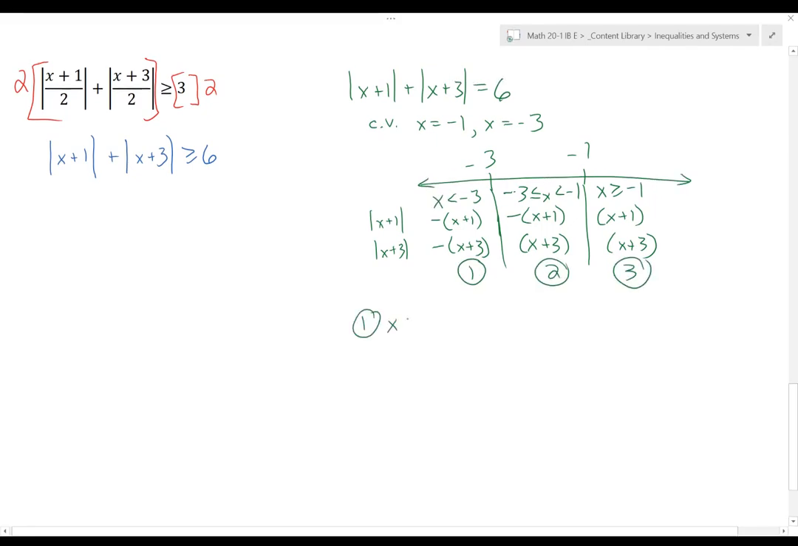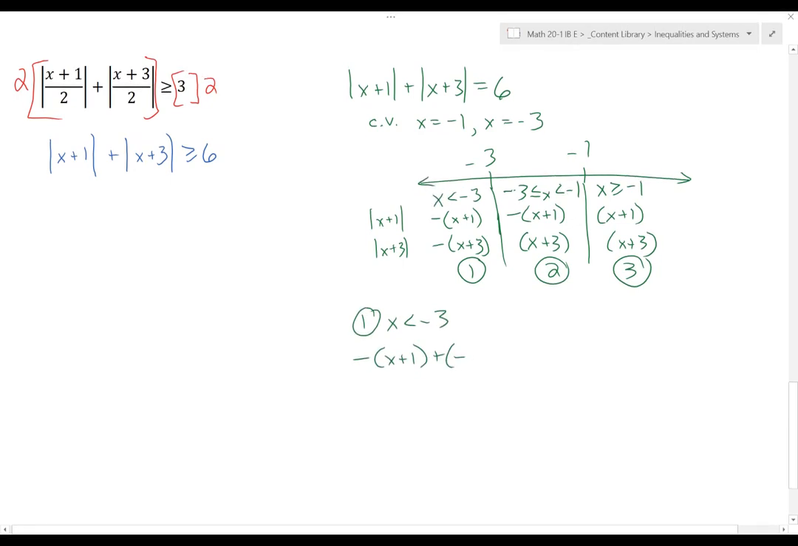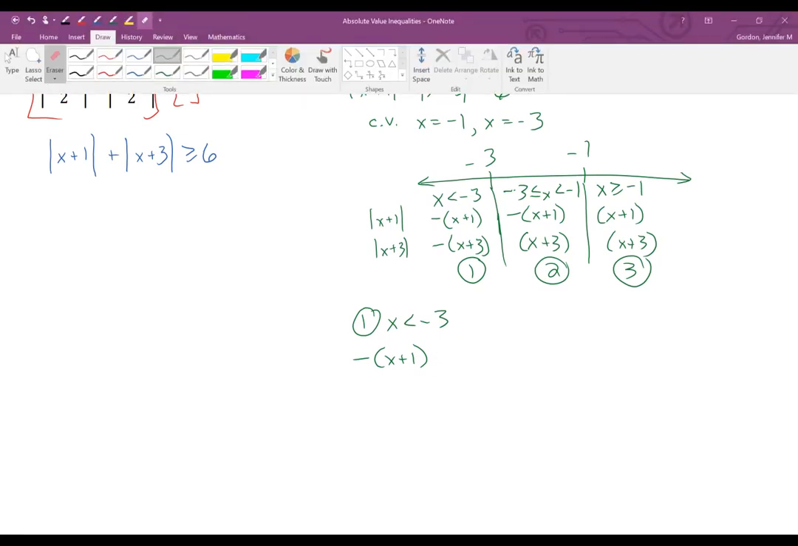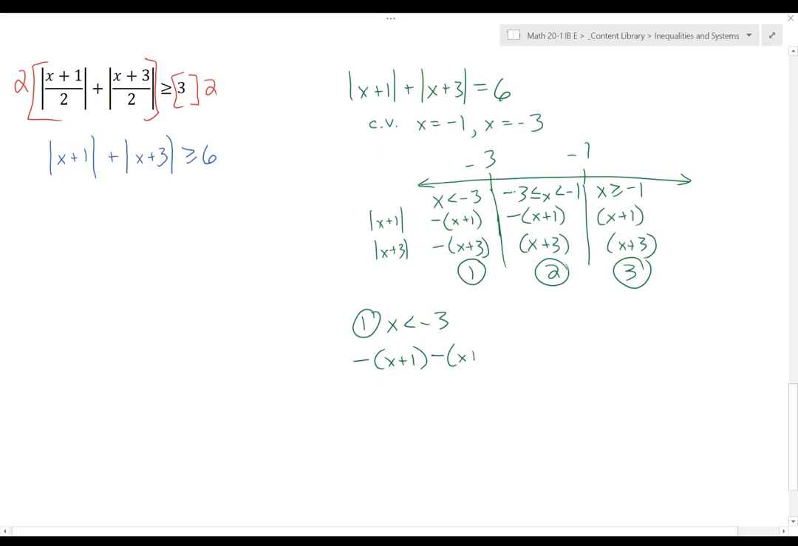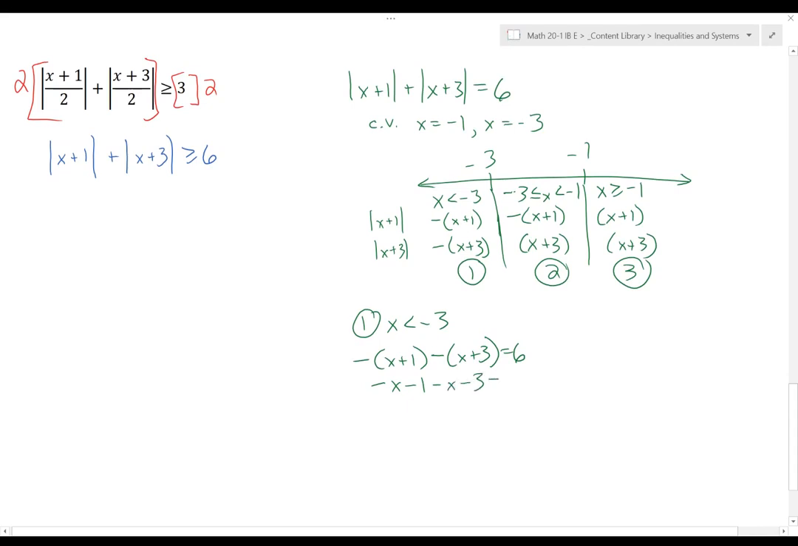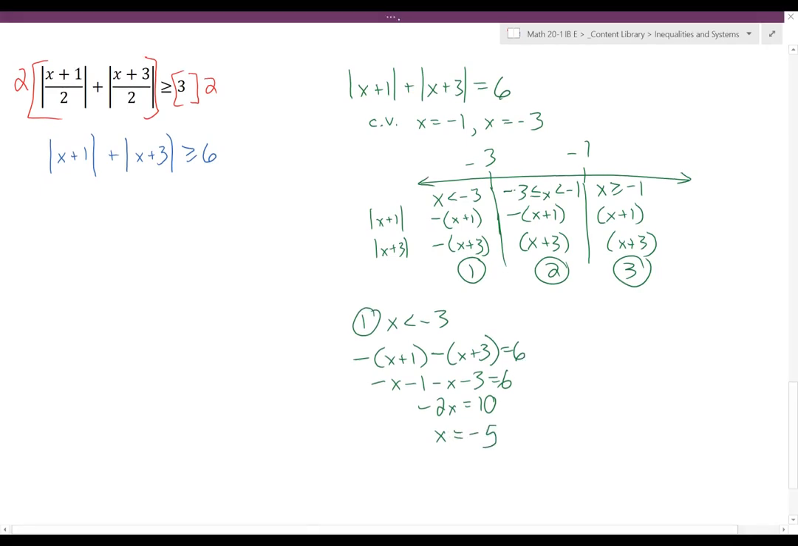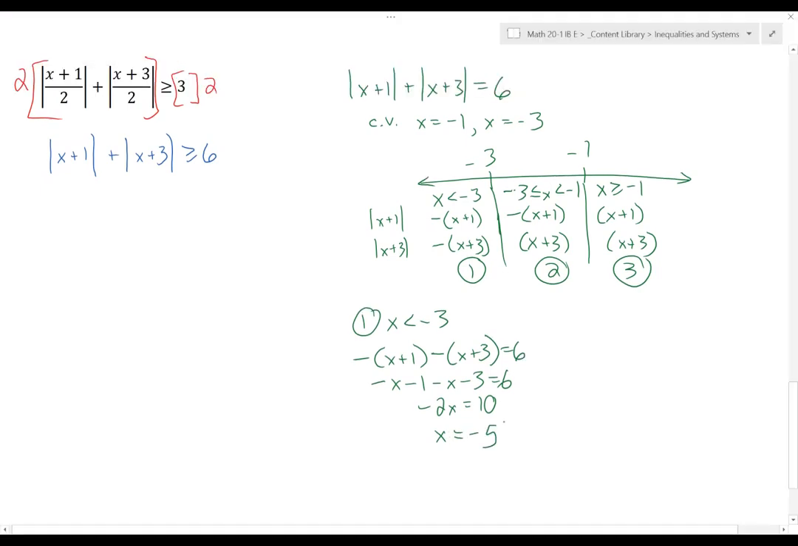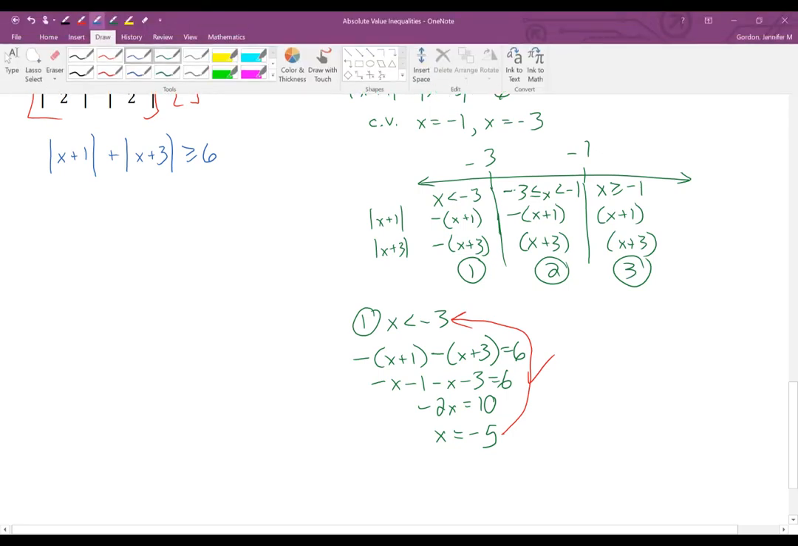First equation for values of x less than -3, we've got the opposite of x plus 1 plus the opposite, so minus, gotta erase that, and for some reason my eraser isn't working. See, it's just like being in regular class. So minus x plus 3, I want to know when that's equal to 6. So -x minus 1 minus x minus 3 equals 6. -2x is therefore equal to 10. X equals -5. -5 is in the interval where x is less than -3, so it is an acceptable answer. It's a solution to the equation. It is therefore also a solution to the inequality.